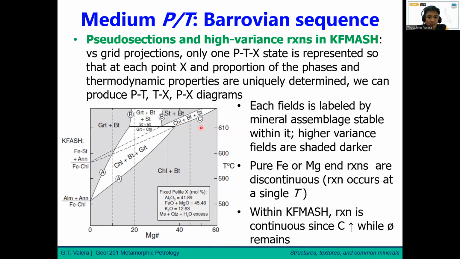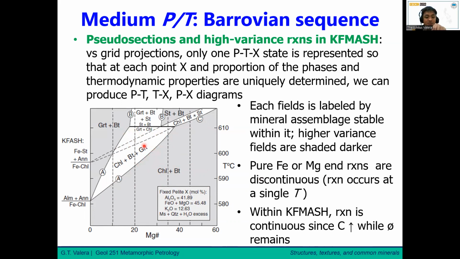Sa pseudosections, usually colored sila, or grayscale. And basically, when reading this, higher variance fields are shaded darker. Higher variance meaning fewer phases. So as you can see from here, for example, dalawa lang yung phase. So this field of two phases versus itong three phases. So mas marami yung andito, mas lighter yung shade nito. Three phases. Okay?